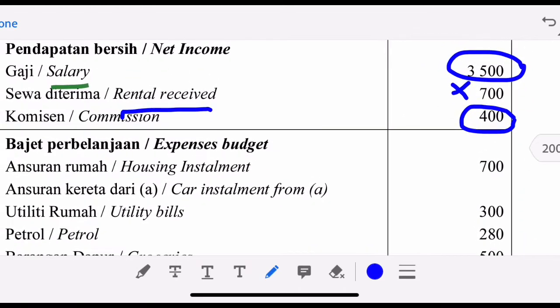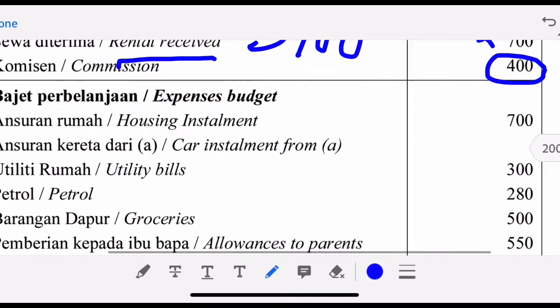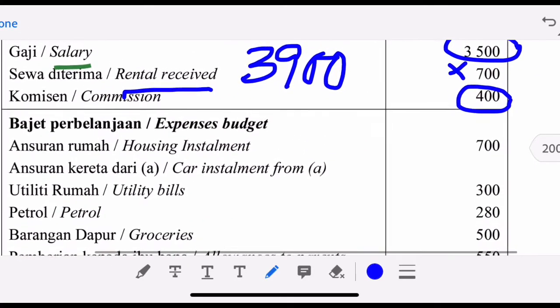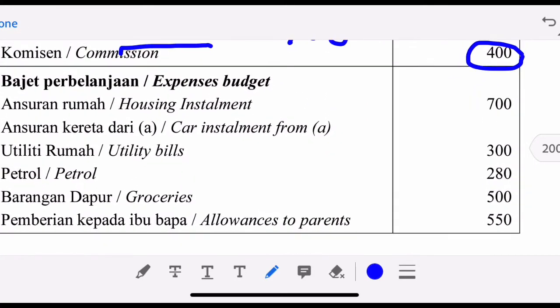So that means 3,900 is actually the fixed income. Okay, we call it active income. All right. Then the expenses.